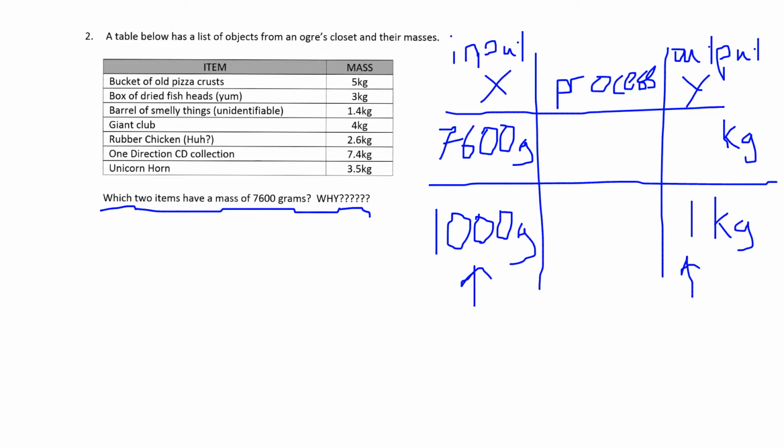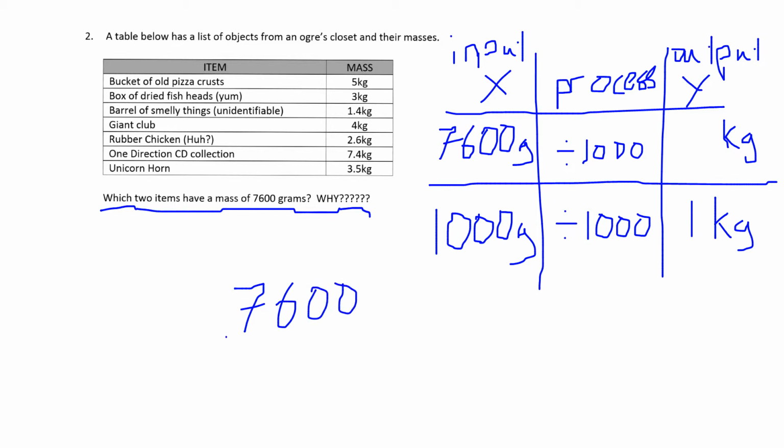What we're going to do in order to make that happen is divide by 1,000. So 1,000 divided by 1,000 is going to equal 1 kilogram. Well, if we do that here, then what we have to do up here is also divide by 1,000. Now, you could actually do the division problem that looks like 7,600 divided by 1,000. But I don't suggest it. The metric system is so great because it allows us to not have to do that long division. Because what you can do instead is just move the decimal point.